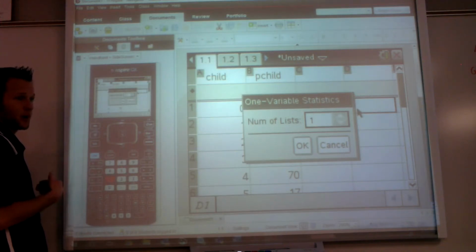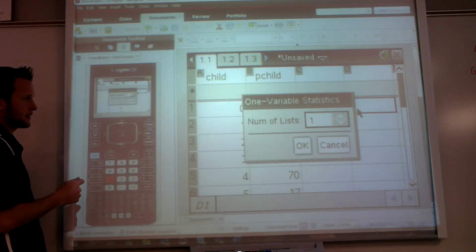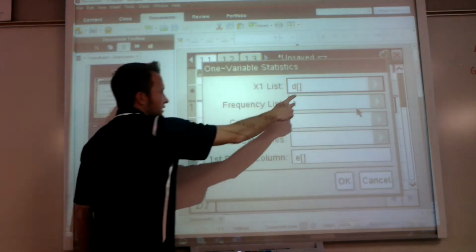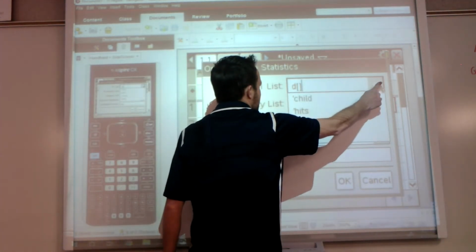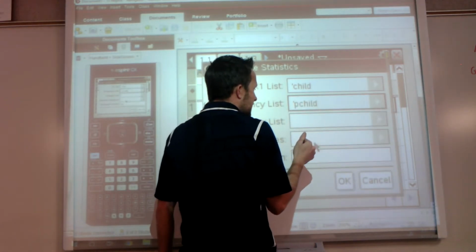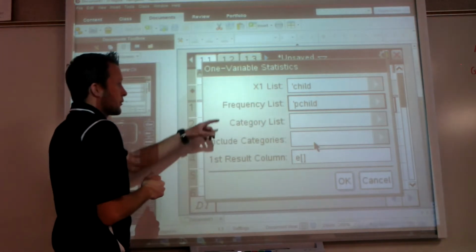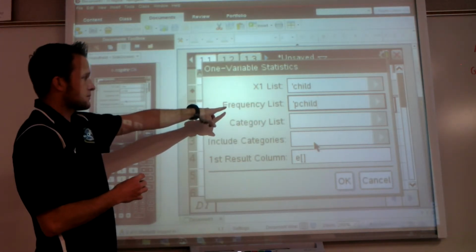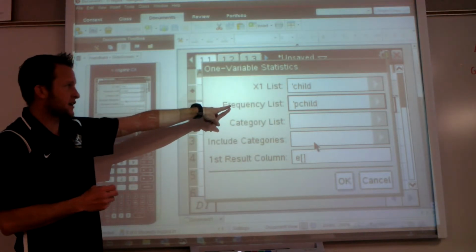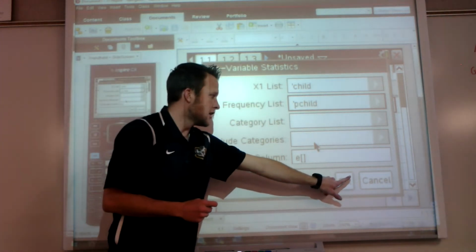We only have one variable, but the different values have different probabilities. I'll show you how to do that. So what we're going to do here is choose our variable child, and then the probability of each value for the child is what we put in the frequency list, because they had different probabilities. So all we're changing is we're adding a frequency list here.